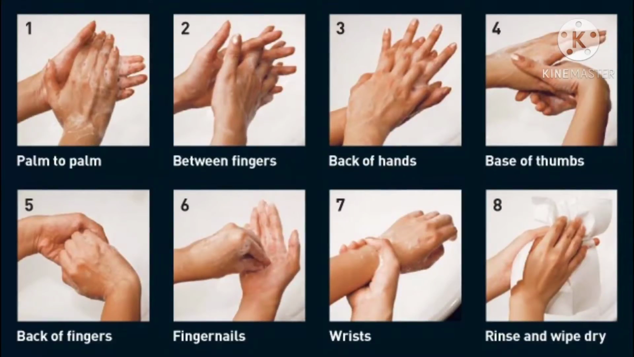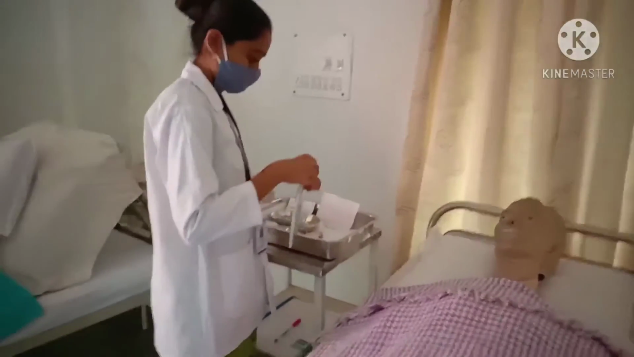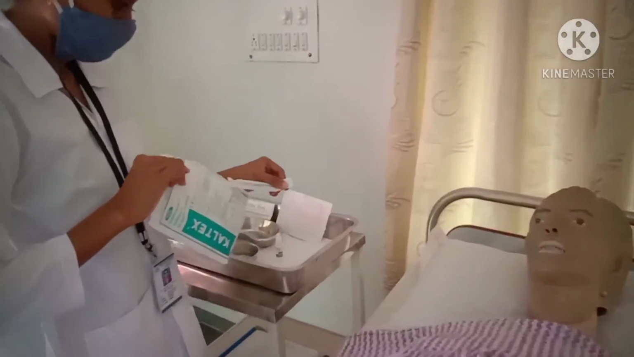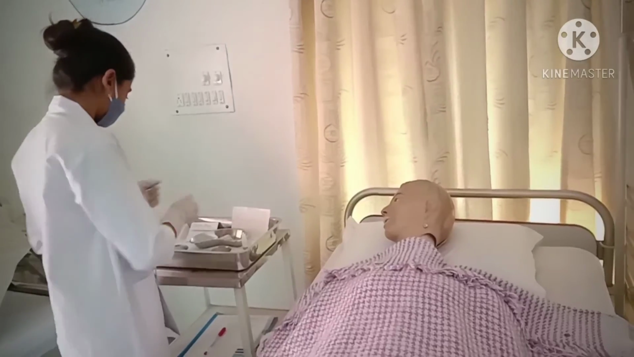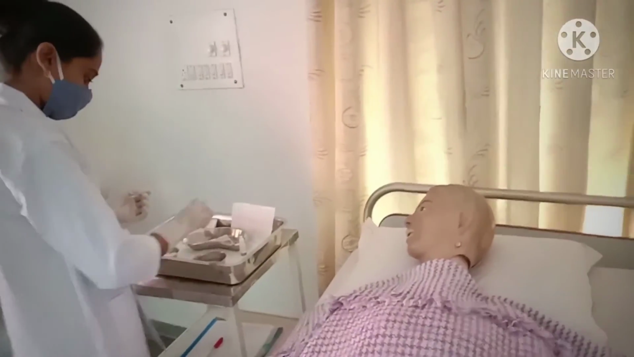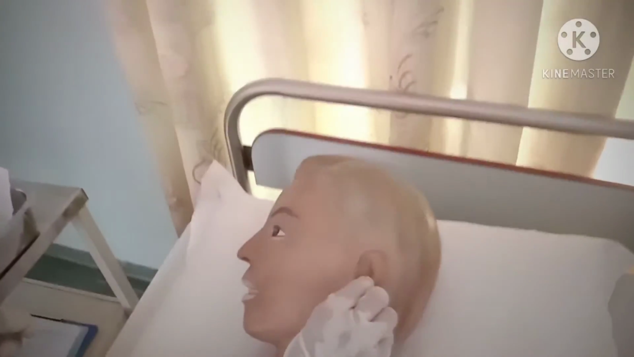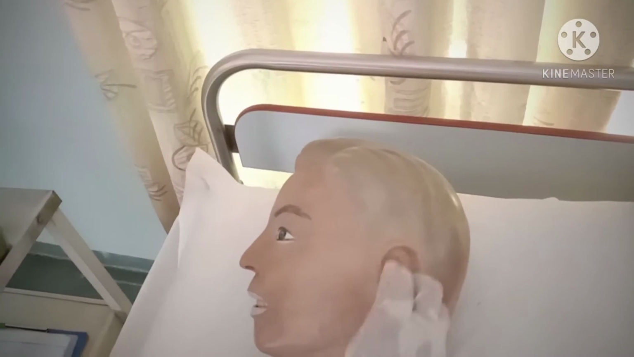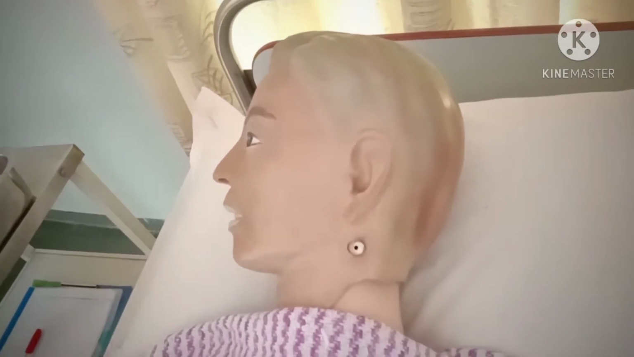After that, perform hand washing to reduce the spread of infection. After the hand washing, don the sterile gloves. Now, take the sterile cotton swab and immerse it in sterile normal saline and wipe from the meatus of the ear canal. It is necessary to remove any discharge before the instillation of the drops.